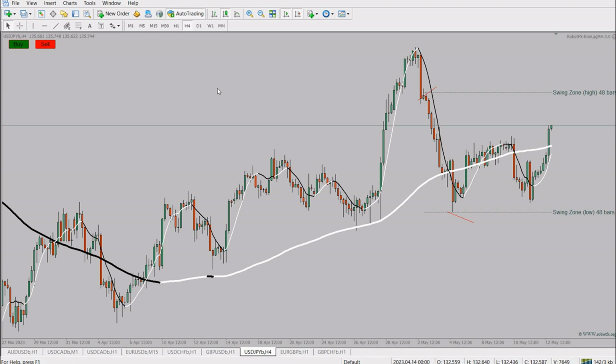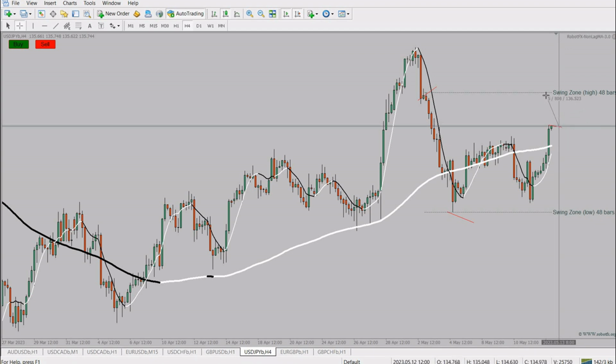And the pips away from last swing basically means that if, for example, there will be a signal right here, happening right now, then the Expert Advisor will measure the distance, because it is an uptrend. It will measure the distance from the signal, from the moment when the non-lagma indicator changes the color, to the swing zone high.